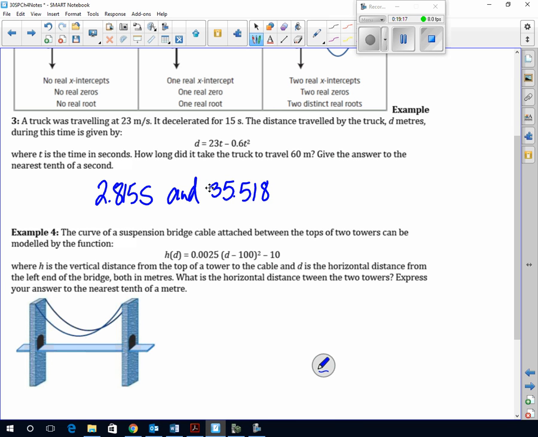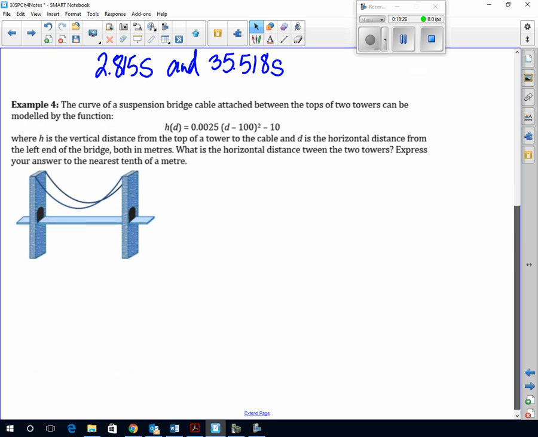The curve of a suspension bridge cable attached between tops of 2 towers can be modeled by the function h of d equals 0.0025 (d minus 100) squared minus 10, where h is the vertical distance from the top of the tower to the cable and d is the horizontal distance from the left of the bridge, both in meters. What is the horizontal distance between the 2 towers? Express your answer to the nearest tenth of a meter. Just so you know, we're going to graph this and then compare it to the picture so you know what you're looking for here, okay?